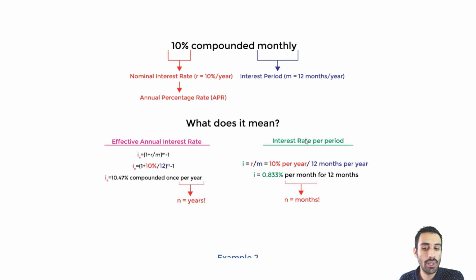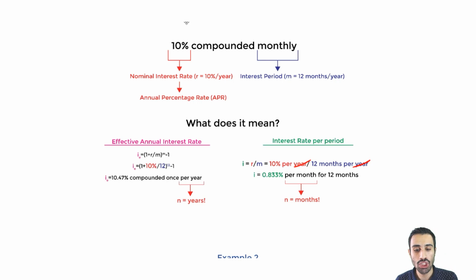Then we know there's the interest rate per period. The interest rate per period is always just our R over M. In fact, it's going to be this portion, R over M, the one in green here, I. What you do is take R, the nominal rate, which is 10% per year, and divide by your M value, which is 12 months per year. If you look, the years actually cancel, and you just get an I value. When you do the math, you get about 0.833% per month for the entire year, or for 12 months.